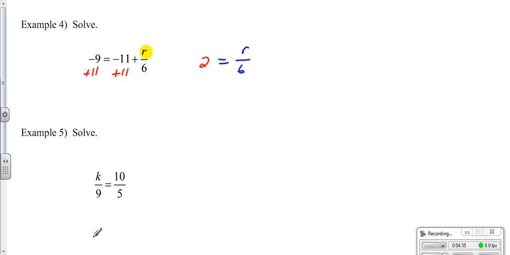Now, I'm going to take that back. I like the color blue better.